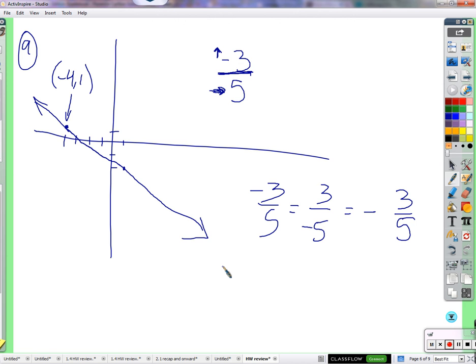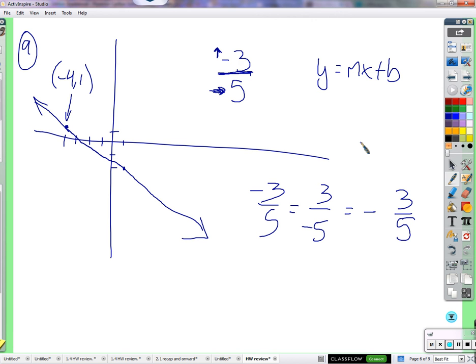All right, any questions about graphing with what we call slope-intercept form? Okay, slope-intercept form. For looking at a graph and finding the slope, just counting off the slope. Any questions about any of that? No? Okay.